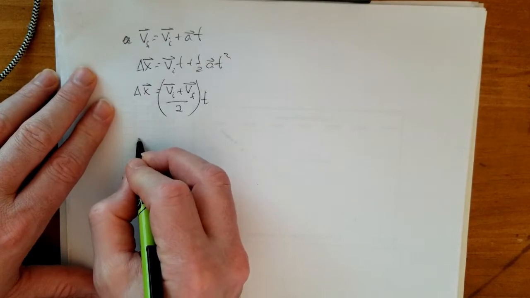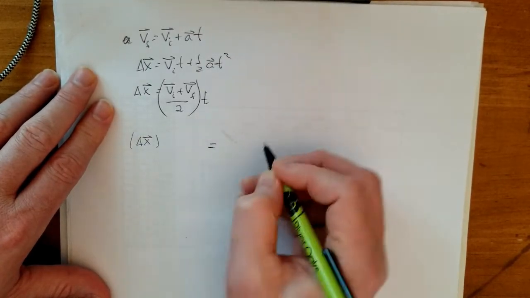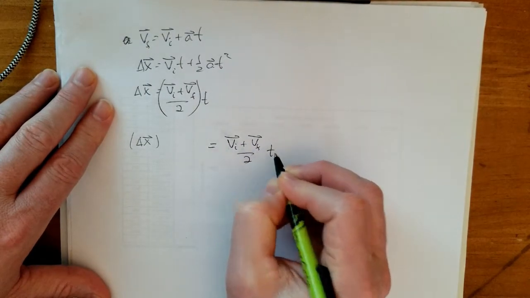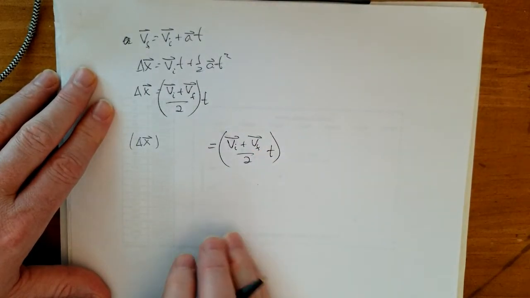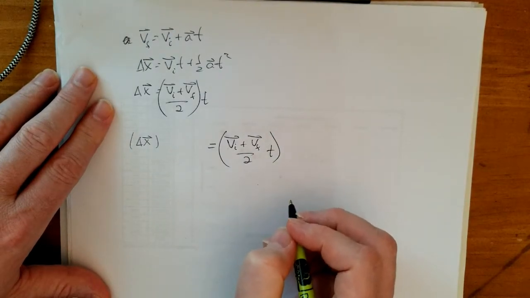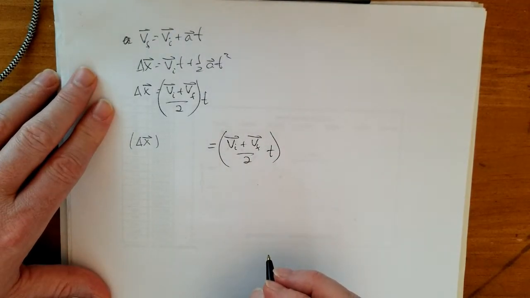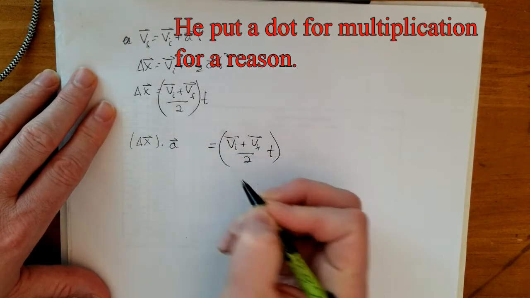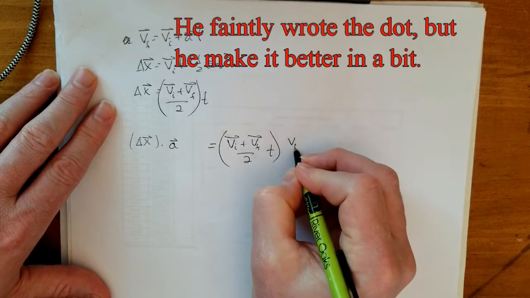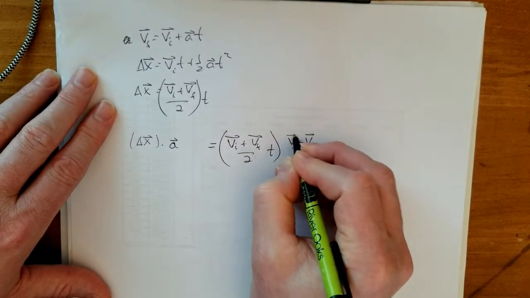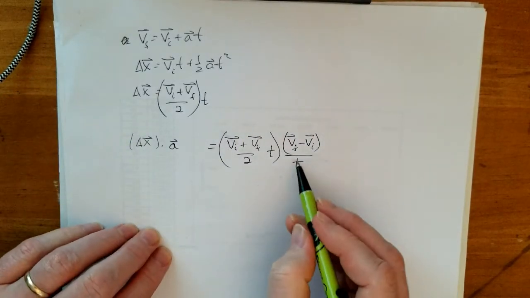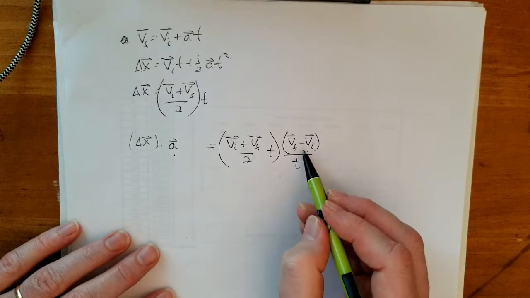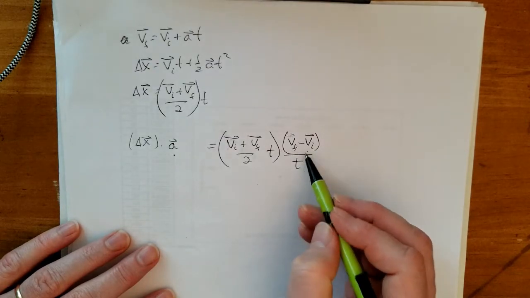I'm going to take this delta X and have a space in there for a reason. VI plus VF over 2 times time. And the math people tell me that as long as I multiply both sides by the same thing, I'm good to go, as long as I'm not multiplying both sides by 1/0 or something like that. So on this side, I'm going to multiply times acceleration. And on this side over here, I'm going to multiply times VF minus VI over t, because that's what acceleration is. Acceleration is constant, so therefore I don't have the derivative here. It's just VF minus VI over t.